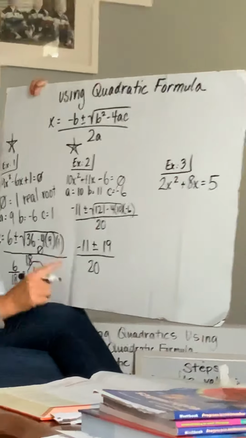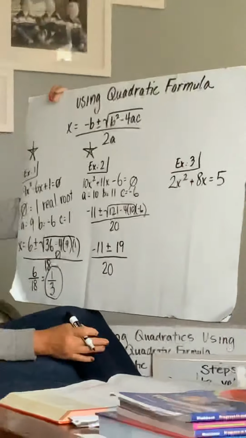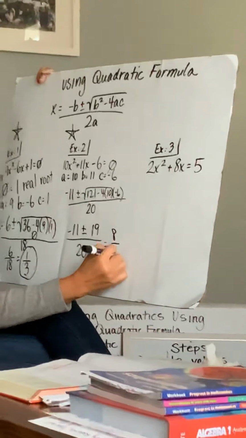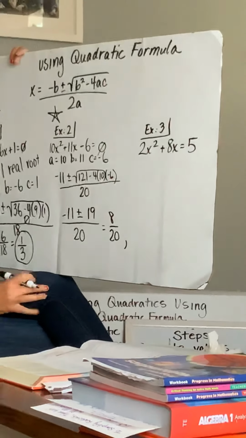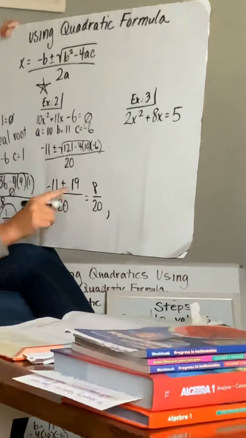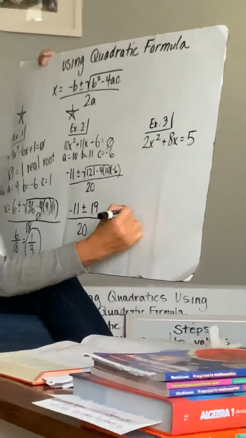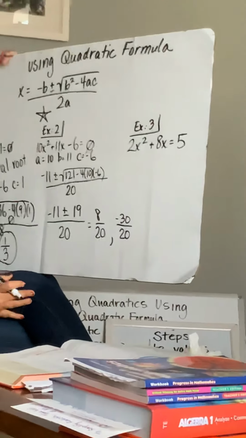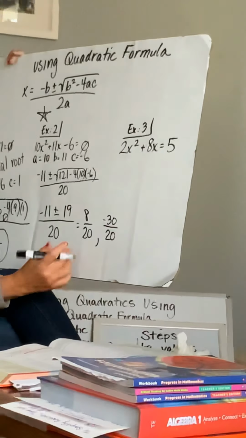Okay, what's negative 11 plus 19? 8, comma. What's negative 11 minus 19? Negative 30. Are those simplified? No, so we need to simplify those.